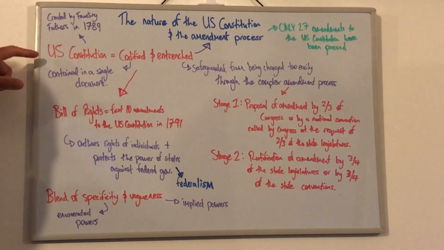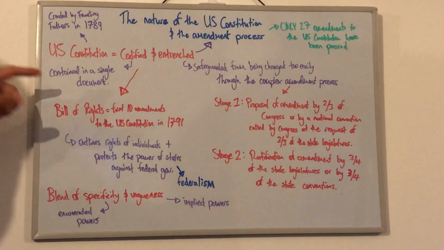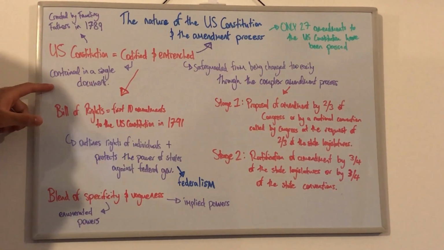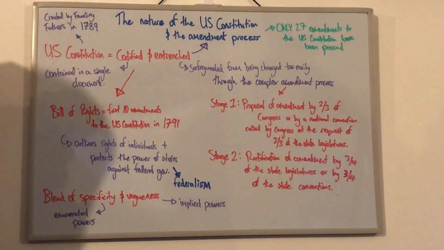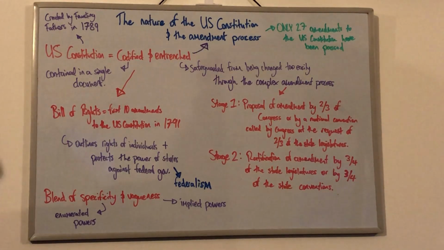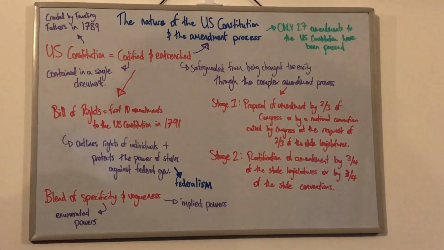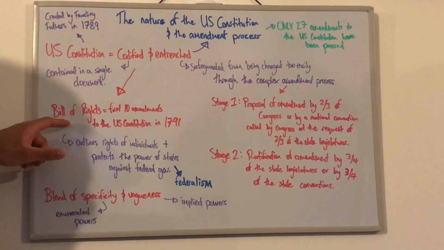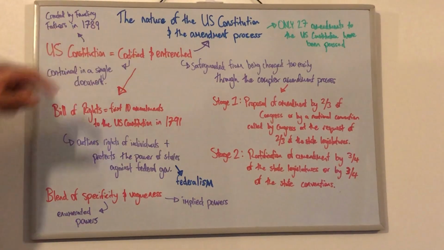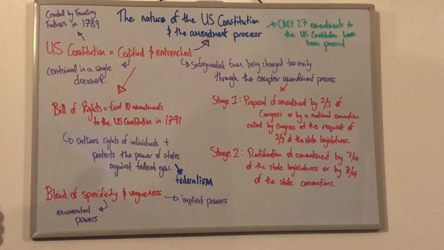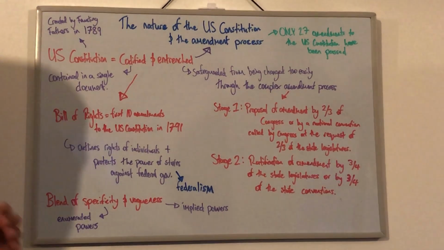So in terms of the nature of the US Constitution, firstly, it is codified. That means that it is contained within a single document and that it was written at a particular point in the country's history. Specifically, the framers were writing the Constitution between 1787 and around 1791 when the Bill of Rights are passed. So the Founding Fathers established the US Constitution in 1789, okay? So it's codified, which means that it's contained in a single document, and it was written at a particular point in the country's history, okay?